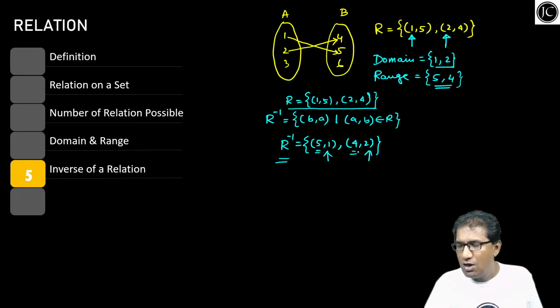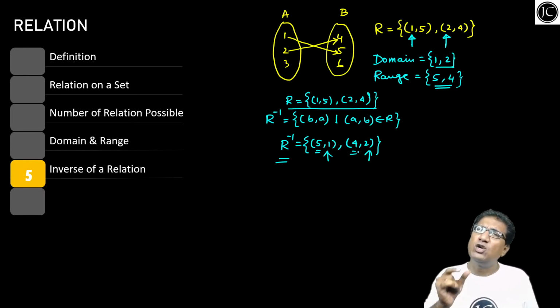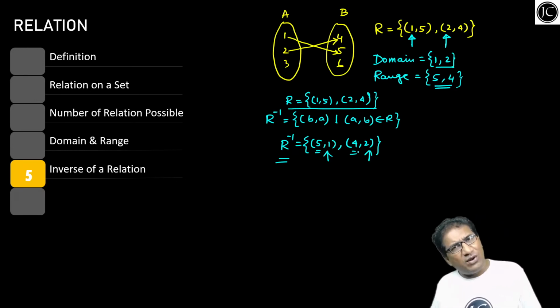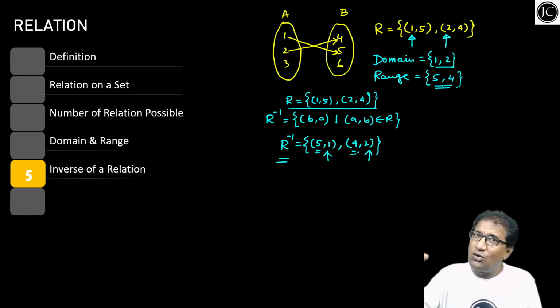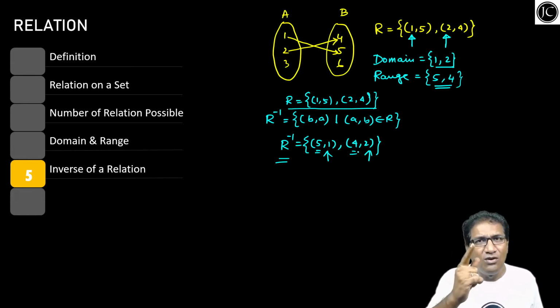क्लियर एकदम. और एक चीज याद रखो, R का जो डोमेन है R इनवर्स का वो रेंज होगा और R का जो रेंज है R इनवर्स में वो डोमेन होगा. Absolutely. Is it clear now?